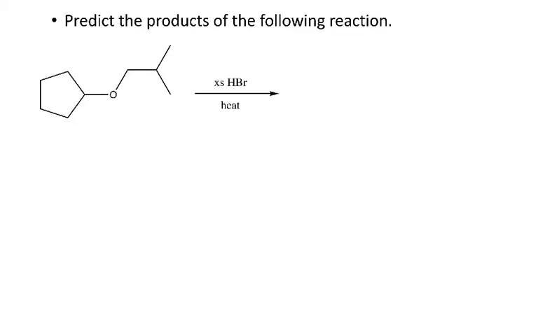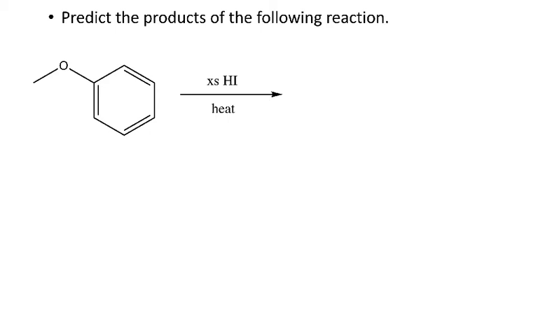All right, so just two examples. We want to predict the products of the following reactions. So in the first one, I'm reacting this ether with excess HBr, and I'm going to heat it. And so neither of the groups are aryl or vinyl, and so we should be able to cleave both of them. And so my products are going to be this alkyl halide, that alkyl halide, and we'll also make water.